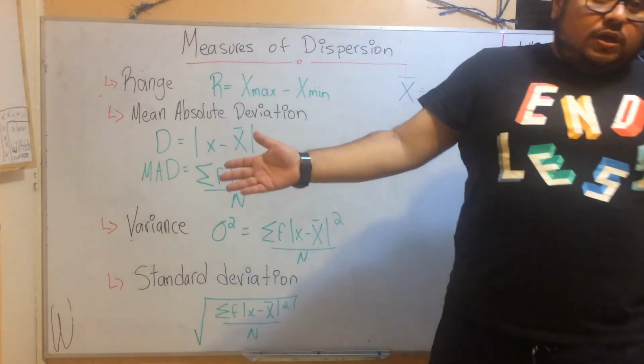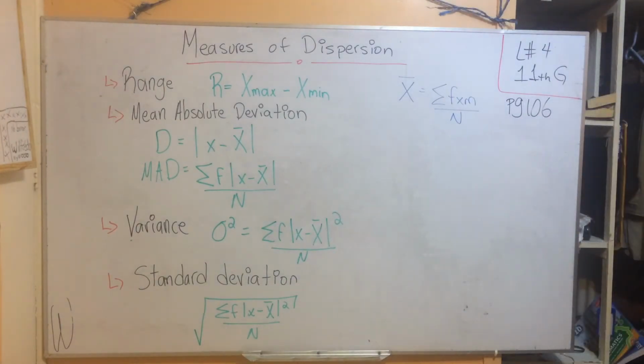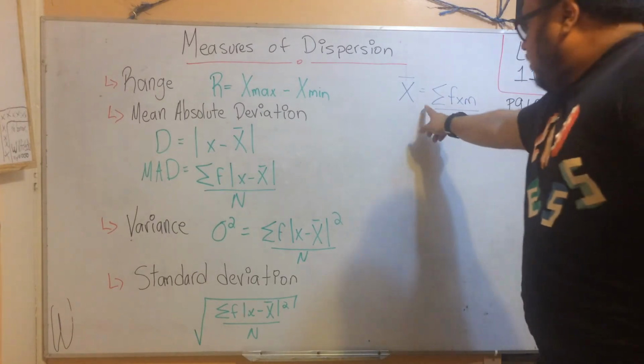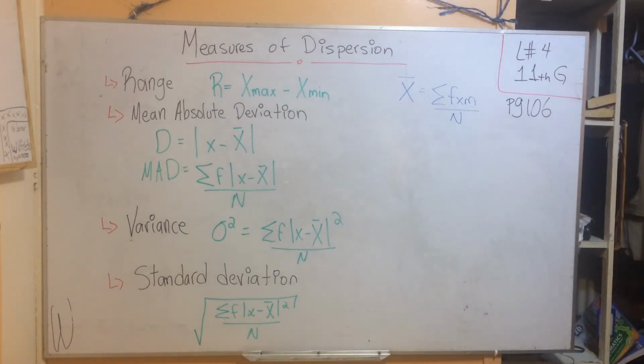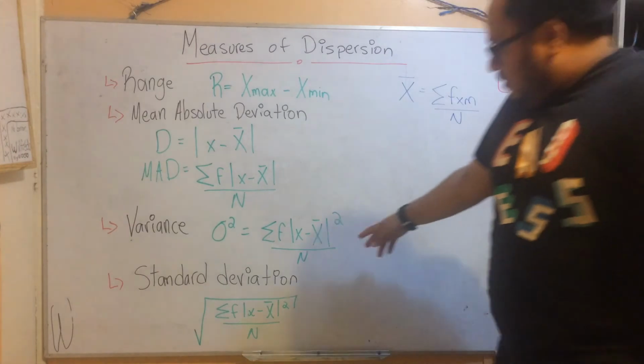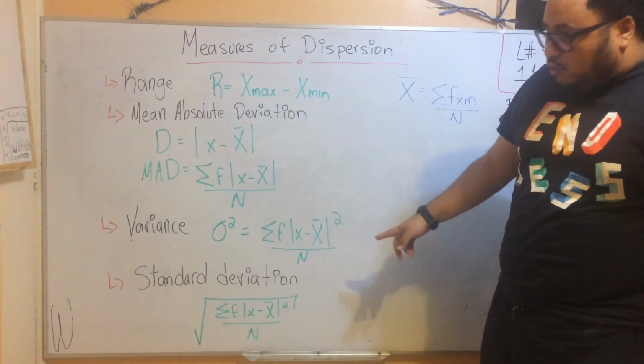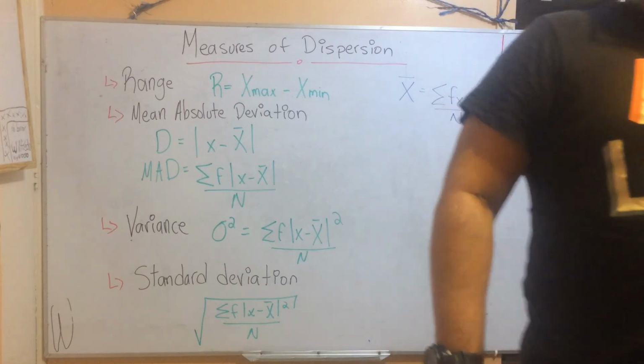Now, let's read from our books on page 106. What is the variance? The variance is the mean of the squares of the distance of each data item x from the mean. So we're talking about the distance between each data number and the mean. Remember that the mean is calculated here. And the standard deviation is the principal square root of the variance. So we calculate the variance and then take the square root, and that's how we get the standard deviation.